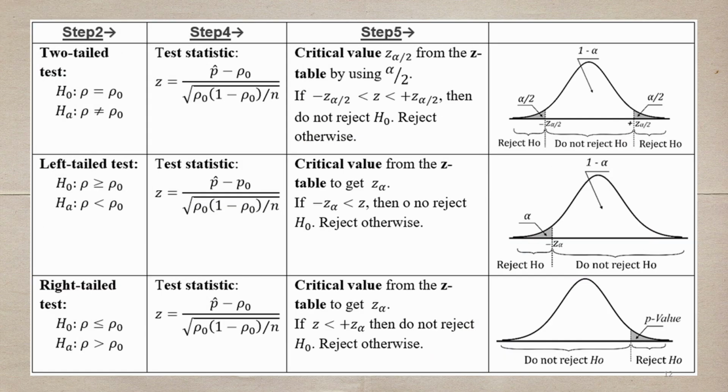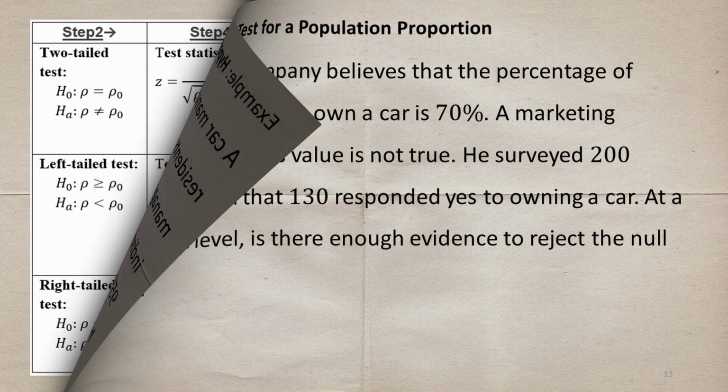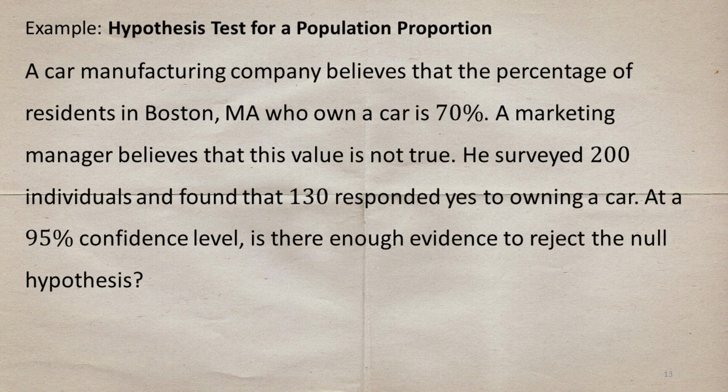This slide shows extra details on steps 2, 4, and 5 when having a two-tailed, left-tailed, and right-tailed test. Notice where rejection region and non-rejection region fall in the normal distribution. Let's work an example on hypothesis test for a population proportion.